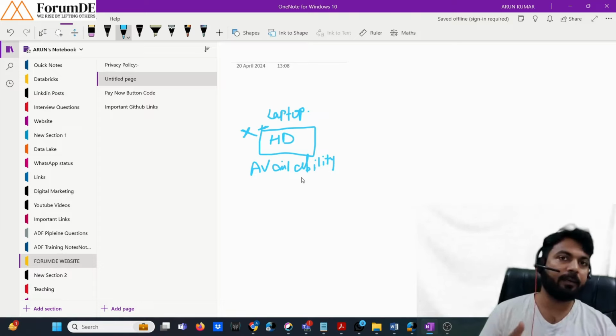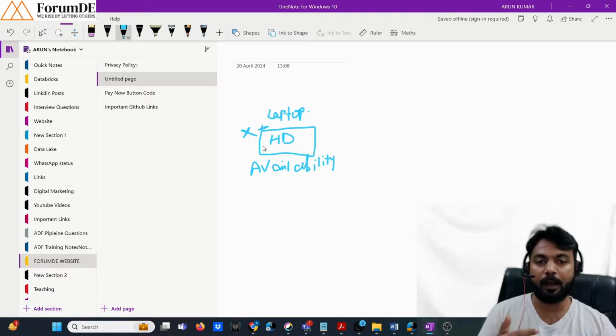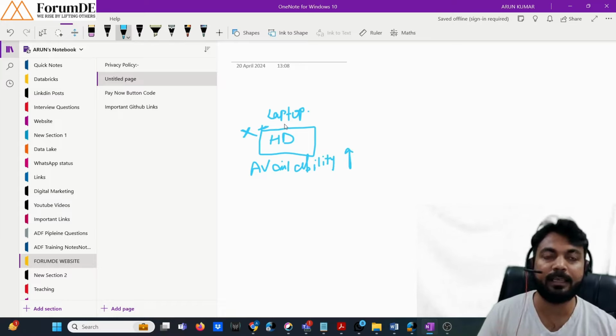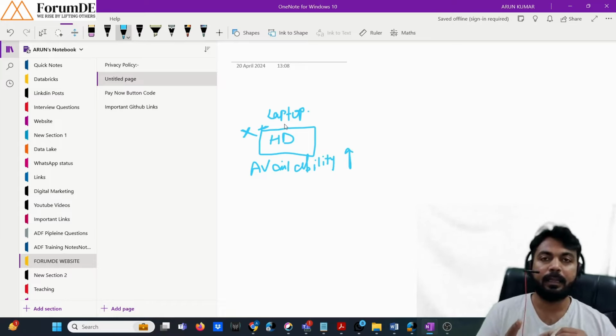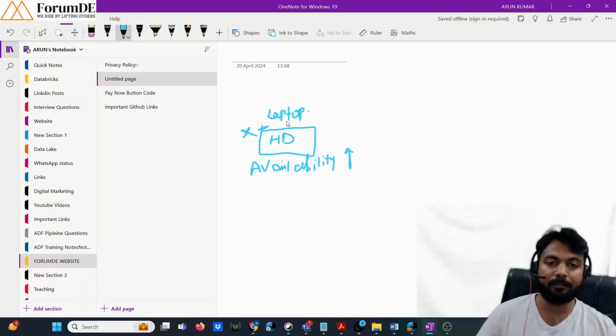So what will be another approach? How can I increase the availability of data so that in case of any disaster or any bad event, my data is accessible to me? I will just copy this data to another laptop. I will keep two copies of the same data in another laptop.